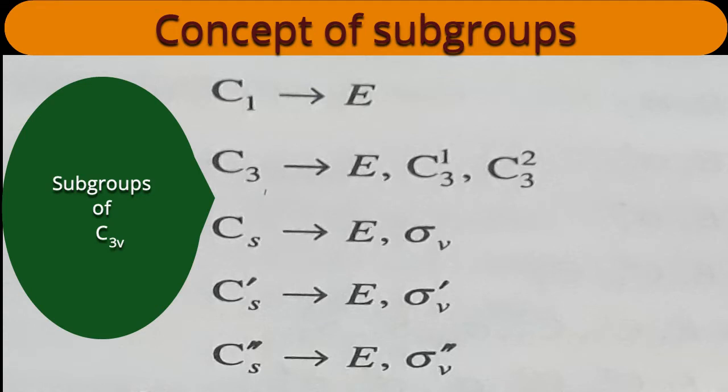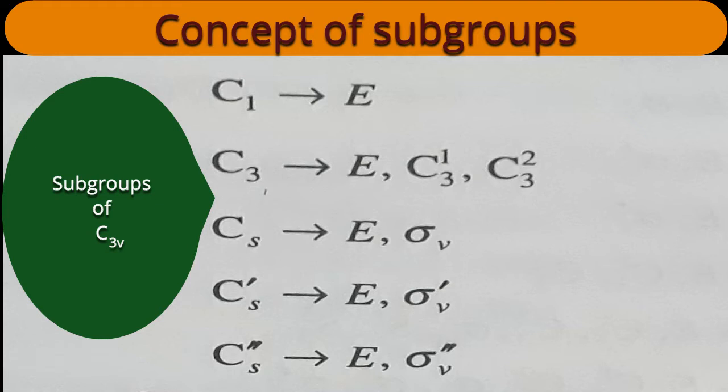Here the possible 5 subgroups for the C3v point group are represented. The order of the main group is 6. Then what can be the order of a subgroup? It can be 1, it can be 2, it can be 3. All possibilities we are discussing. First subgroup is C1, where there is only one operation, identity. Second subgroup is C3, where there are 3 operations: identity, C3-1 and C3-2. Third subgroup is CS, where identity and one of the vertical planes, say sigma v.